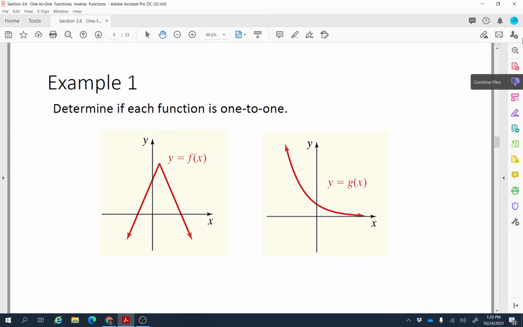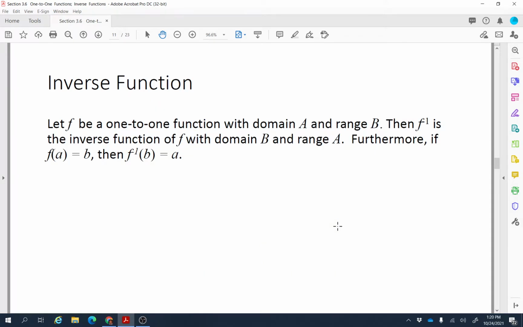One example. Just find out by using the horizontal line test which one is one-to-one and which one is not. Okay, for the first one, if you draw one horizontal line, you can see that this horizontal line is intersecting the graph at 2 points. So using the definition, we can say the first one is not one-to-one. But no matter how many horizontal lines you draw for the second graph, no horizontal line will intersect it more than once. So the second one is a one-to-one function.